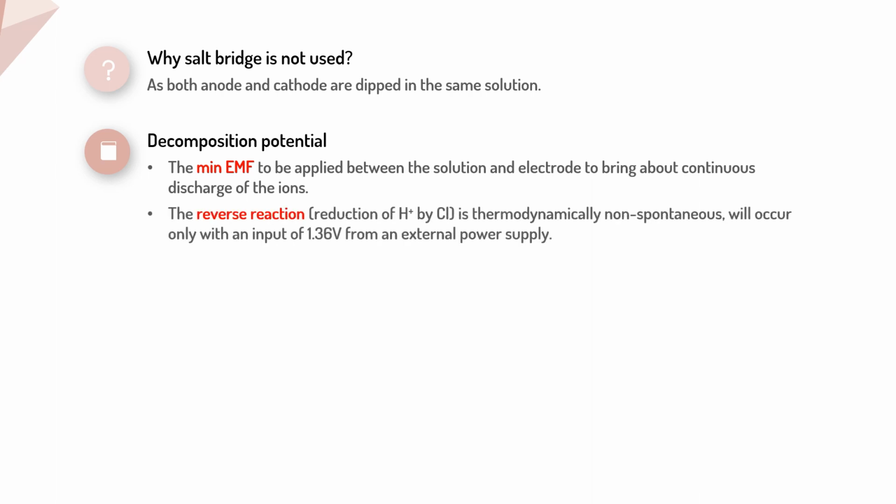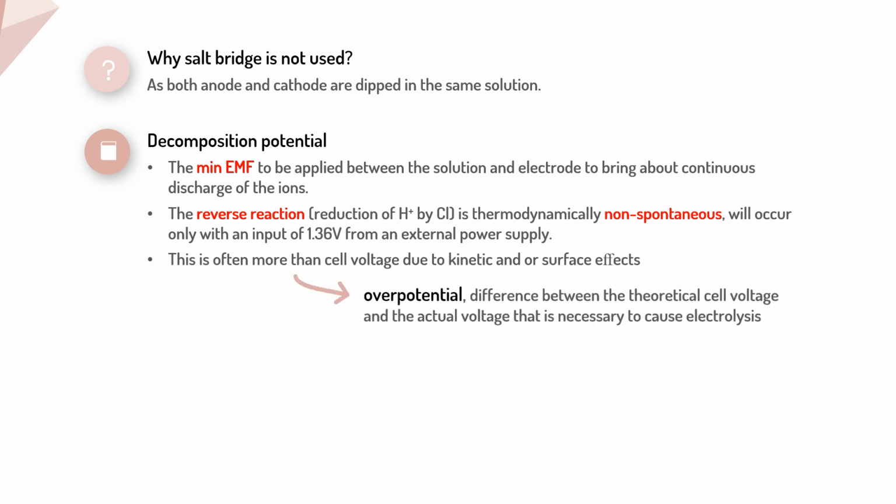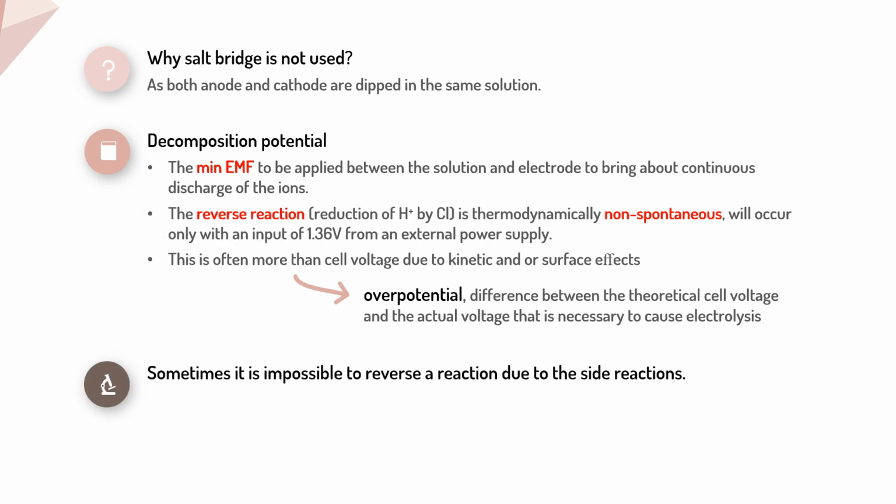The reverse reaction, the reduction of H+ by Cl, is thermodynamically non-spontaneous. It will occur only with an input of more than 1.36 volt from an external power supply. This is often more than the cell voltage due to kinetic or surface effects. This is called overpotential, the difference between the theoretical cell voltage and the actual voltage that is necessary to cause electrolysis.